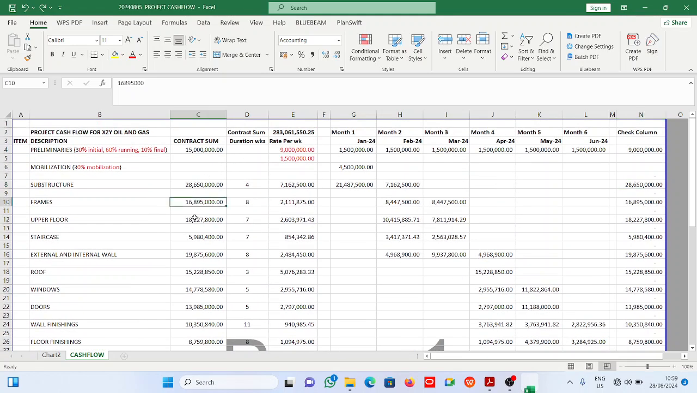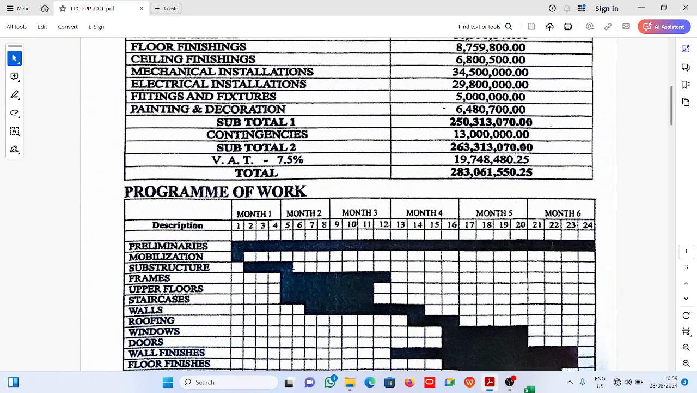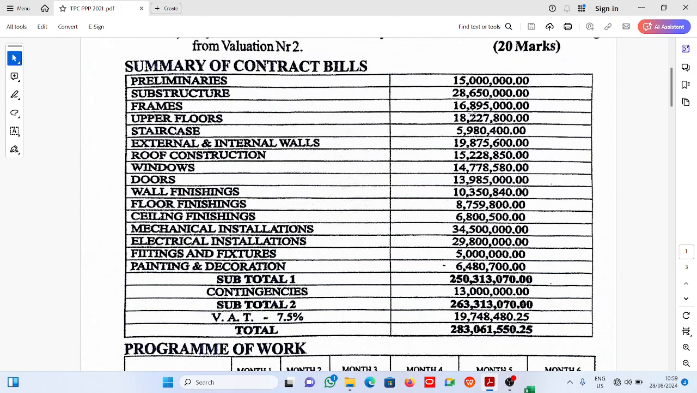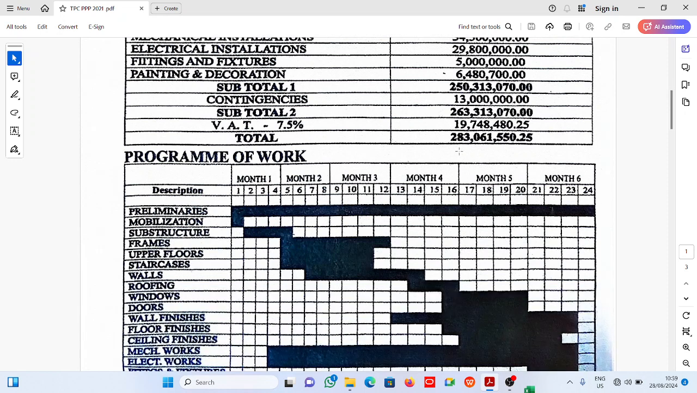Now frames. Let's come back here. Of course, this is the question. Frames is 16,895,000. Now in the program of work, frames runs how many weeks? Frames here runs 1, 2, 3, 4, 5, 6, 7, 8 weeks. Frames run 8 weeks.